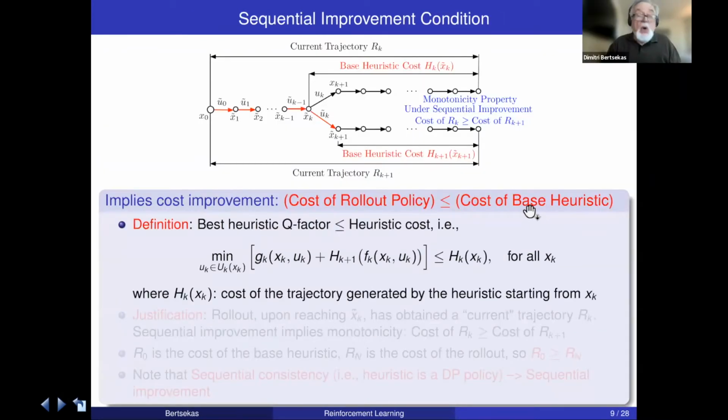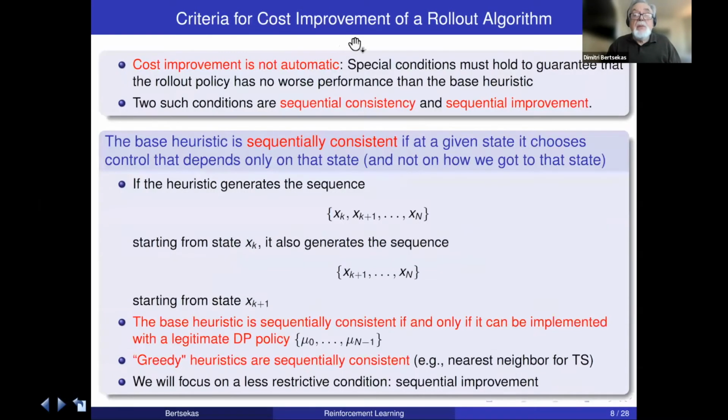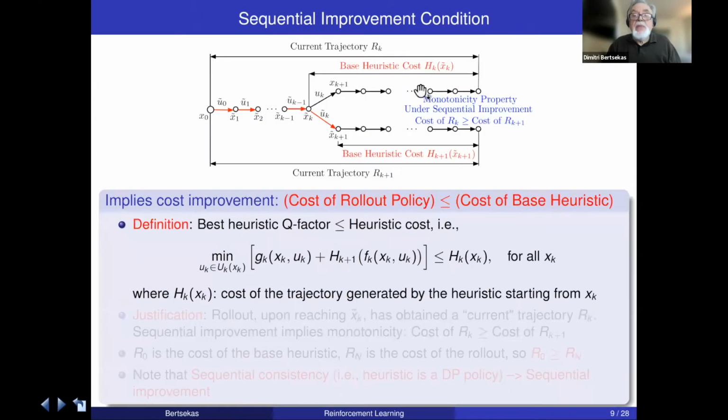Okay, so we covered sequential consistency, and now we're going to look at something more general, which is the sequential improvement condition that guarantees this cost improvement property. That's what we want to guarantee. We want to prove a theorem that says that if this condition is satisfied, then we have improvement from going from base to rollout. So what's the definition of the sequential improvement condition?